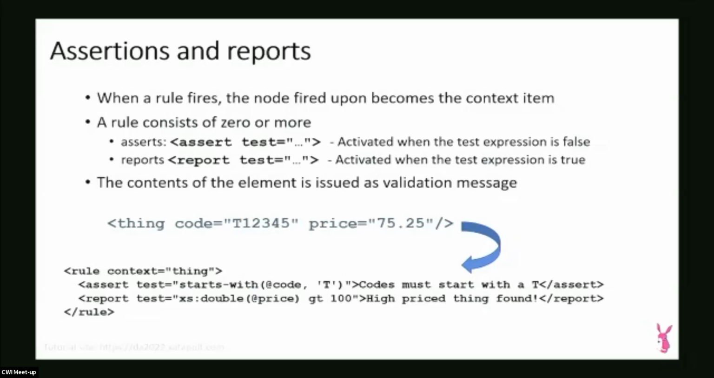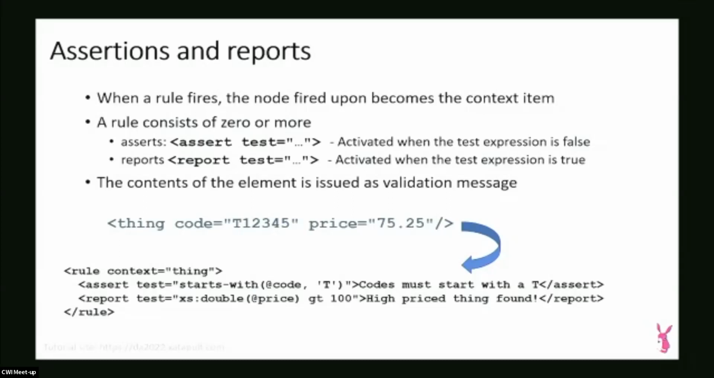So here's a small example. We have a thing with a code and a price, and we have a rule that matches on the thing. And we assert that the code starts with a T. And if not, we issue the message "codes must start with a T". Maybe you could also write the same rule in XML Schema, especially in the 1.1 version, but then you get a very unfriendly error message. This you can dress up yourself as good or as bad as you like.